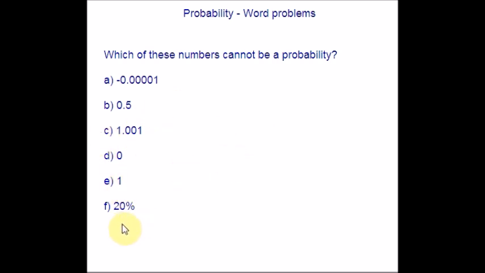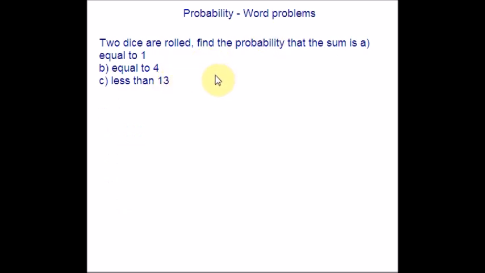And what about 20%? 20% means 20 over 100, which is equal to 0.20. Am I right? And obviously it lies between 0 and 1. So these are the answers considered as probabilities. So only A and C cannot represent probabilities, since these values are less than 0 and greater than 1. Hope you're clear with this concept now. Okay, let me take the next example and explain this concept.